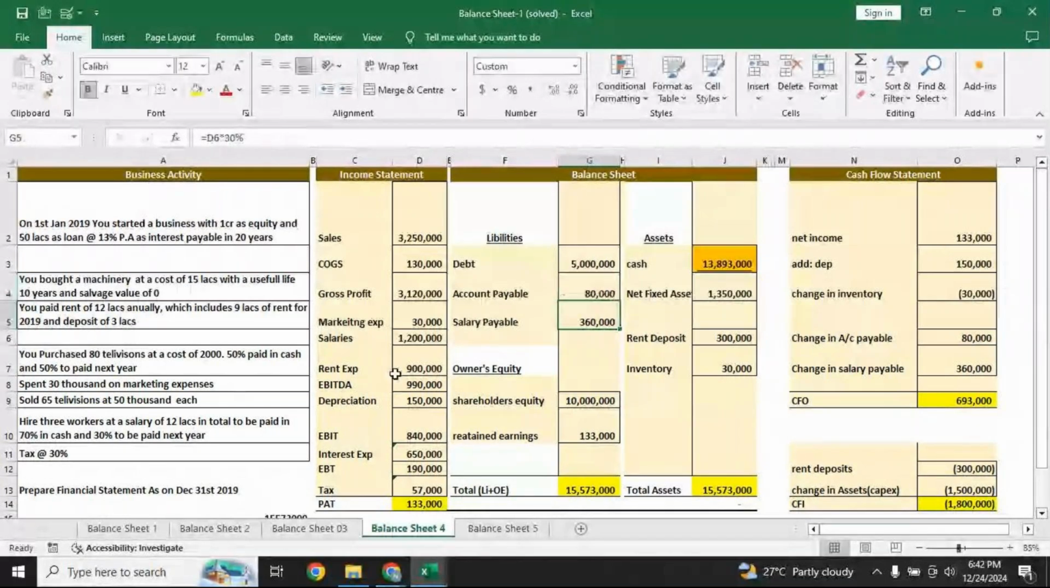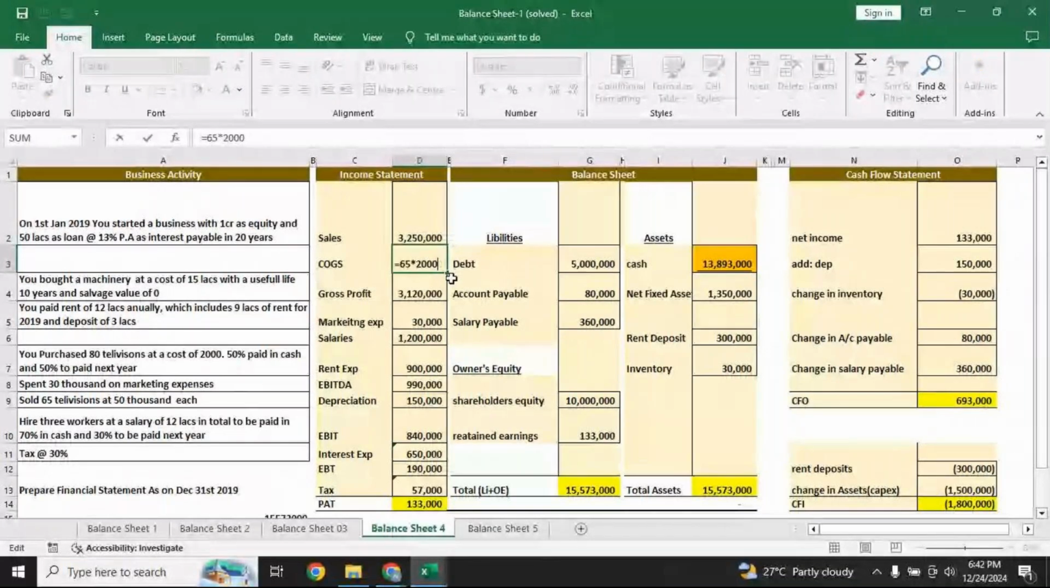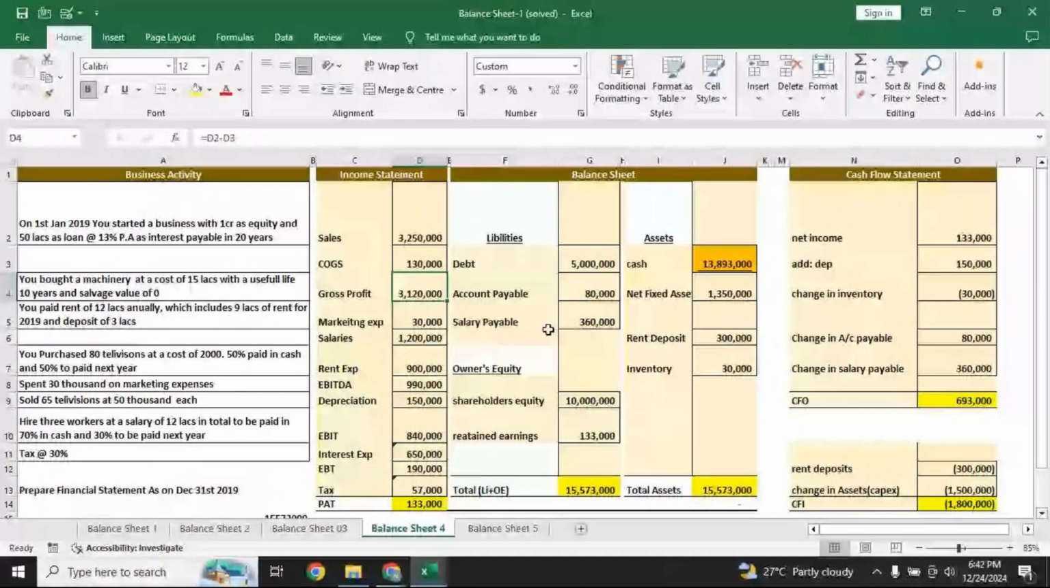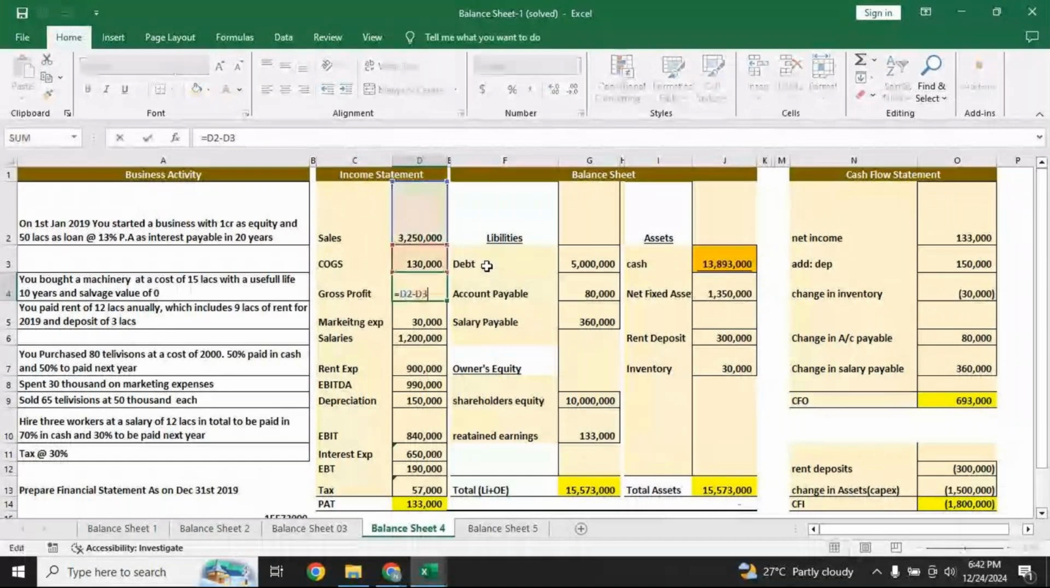Spend rupees 30,000 on marketing expenses. Sold 65 television at rupees 15,000 each. So I sold 65 television at the rate of 50,000 each. So COGS will be 65 into 2000, so the cost incurred to buy those items. So gross profit will be sales minus COGS. Marketing expenses is already taken, salary is taken, rent is taken. So EBITDA will be gross profit minus sum of all the expenses. So this will be my EBITDA.